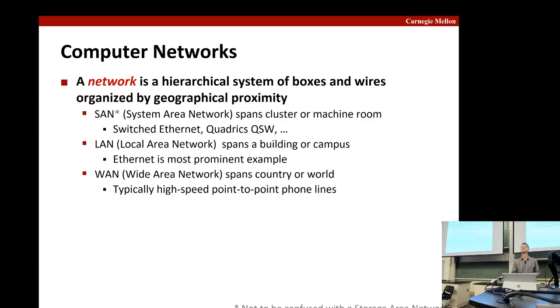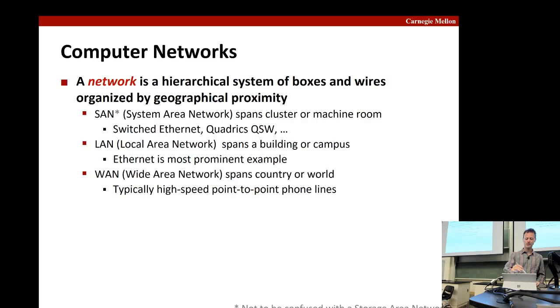Okay, so in terms of networks, we think of them as this hierarchy of boxes and wires, and at the first level, it's called, at least in Microsoft terminology, although I'm not sure how widespread the name is beyond that, what's known as a system area network, which will span a cluster or a machine room.